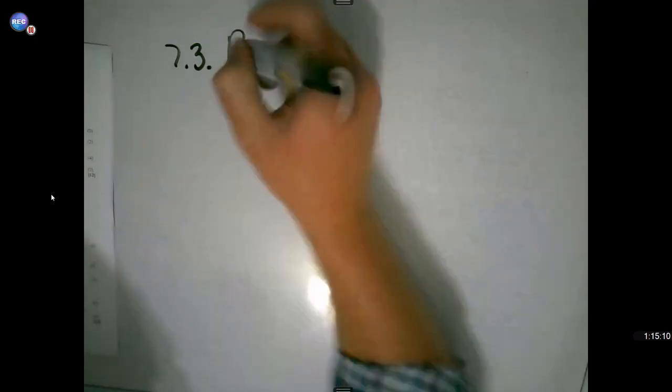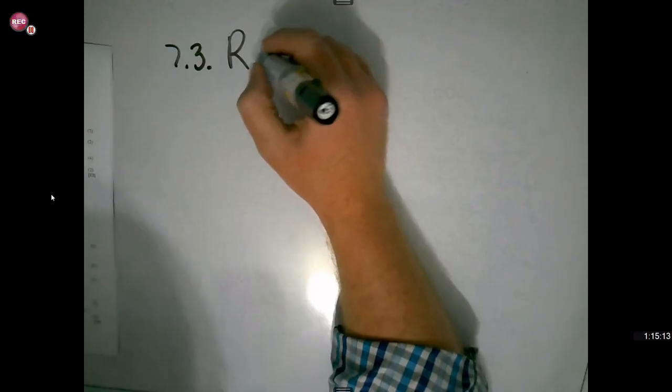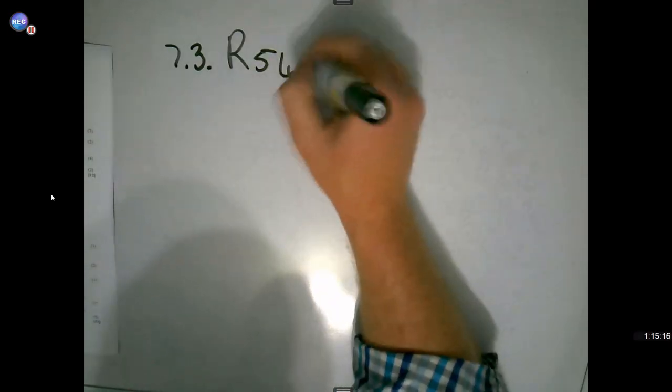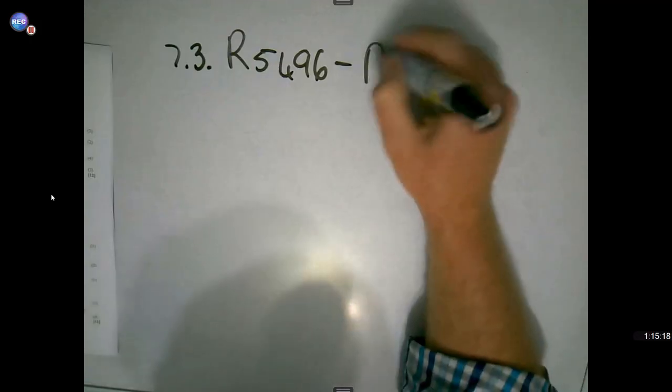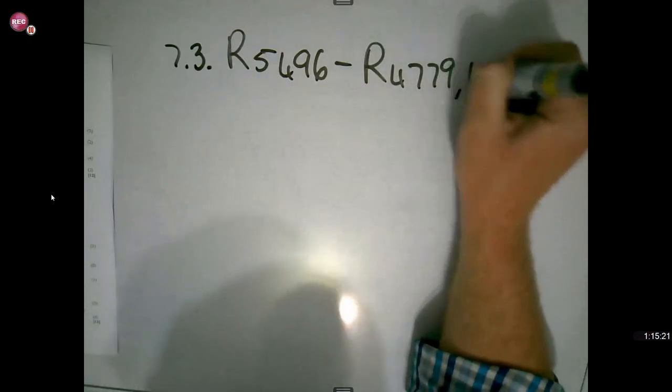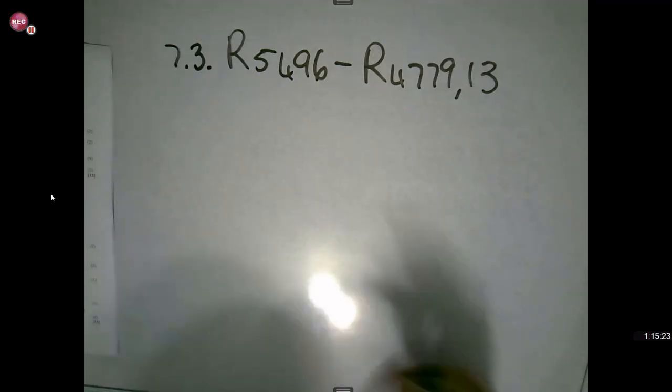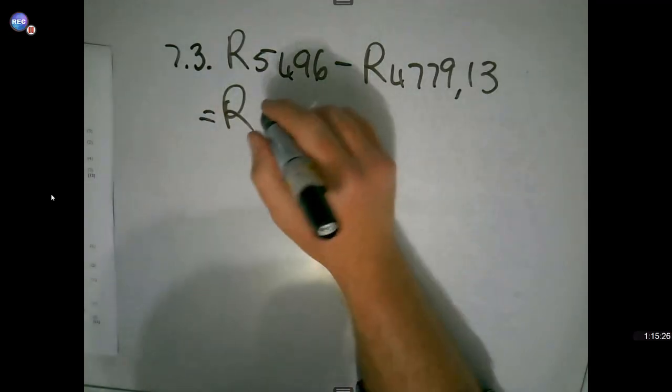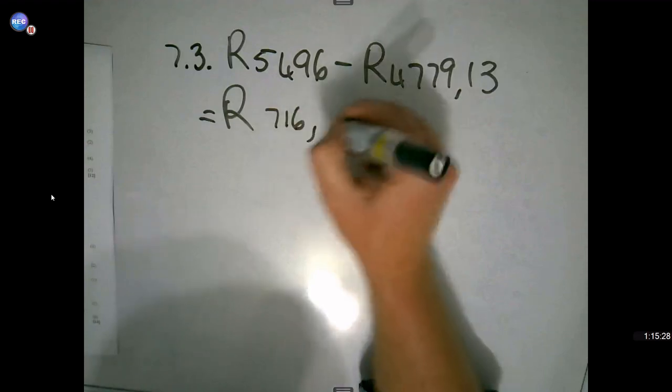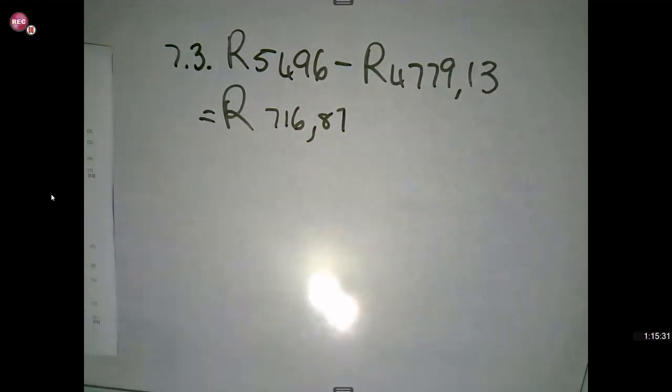Okay, 7.3. Calculate the total interest paid over the period of 24 months if the cell phone is bought with a hire purchase agreement. Guys, you know what the accumulated amount is, which is the 5,496, and then you subtract the 4,779.13 that you just calculated. That will then give you a total amount of 716 Rand and 87 cents that you would pay in interest on the cell phone for that 24 months.